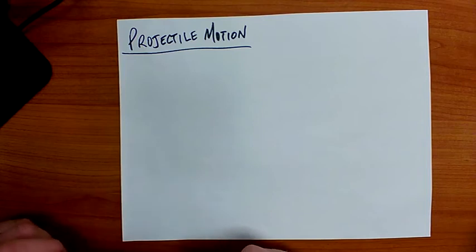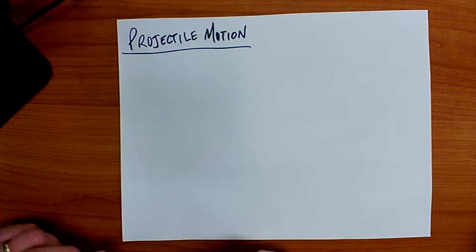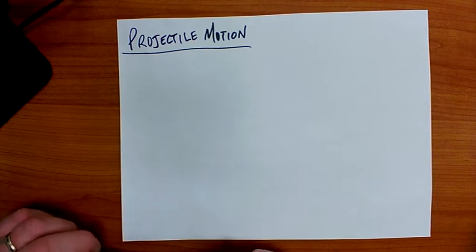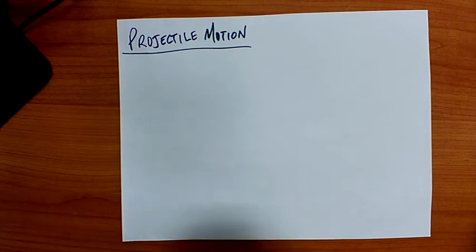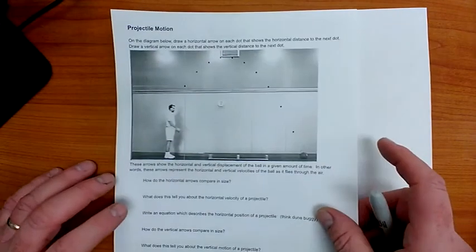Today we're going to talk about projectile motion. Projectile motion occurs when an object is moving both horizontally and vertically at the same time, and gravity is the only significant factor causing the motion to change at all. An example of this would be shooting a basketball.